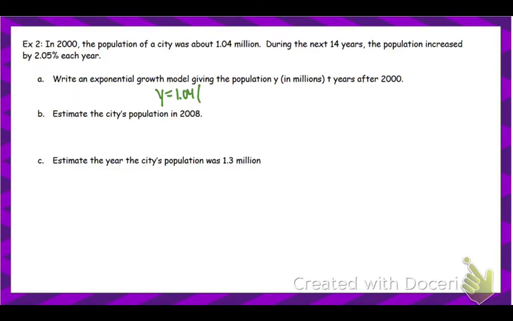We are talking about growth. It's increasing, so it'll be 1 plus 0.0205. Again, we write it as a decimal. And that's going to be to the t, or x. So we want to estimate the city's population in 2008. So we want to know what y is when x is 2008.